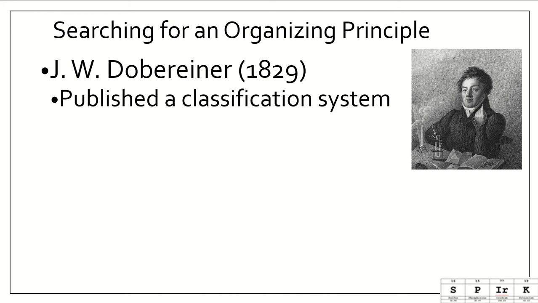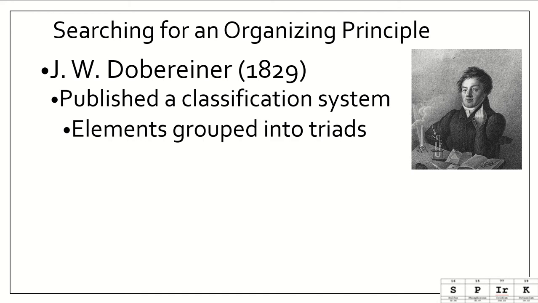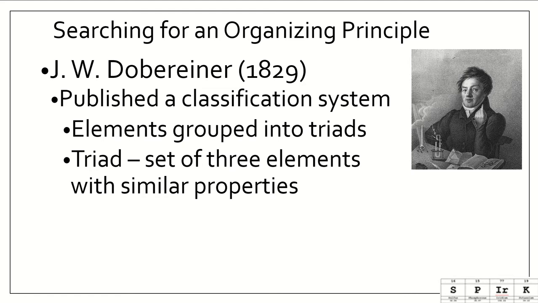The next guy we're going to talk about is J.W. Dobereiner, and he published a classification system. He put elements into groups of 3 called triads, and a triad is a set of 3 elements with similar properties. So he found elements that were similar in properties, and what he noticed was that there were typically 3 elements that were very similar.